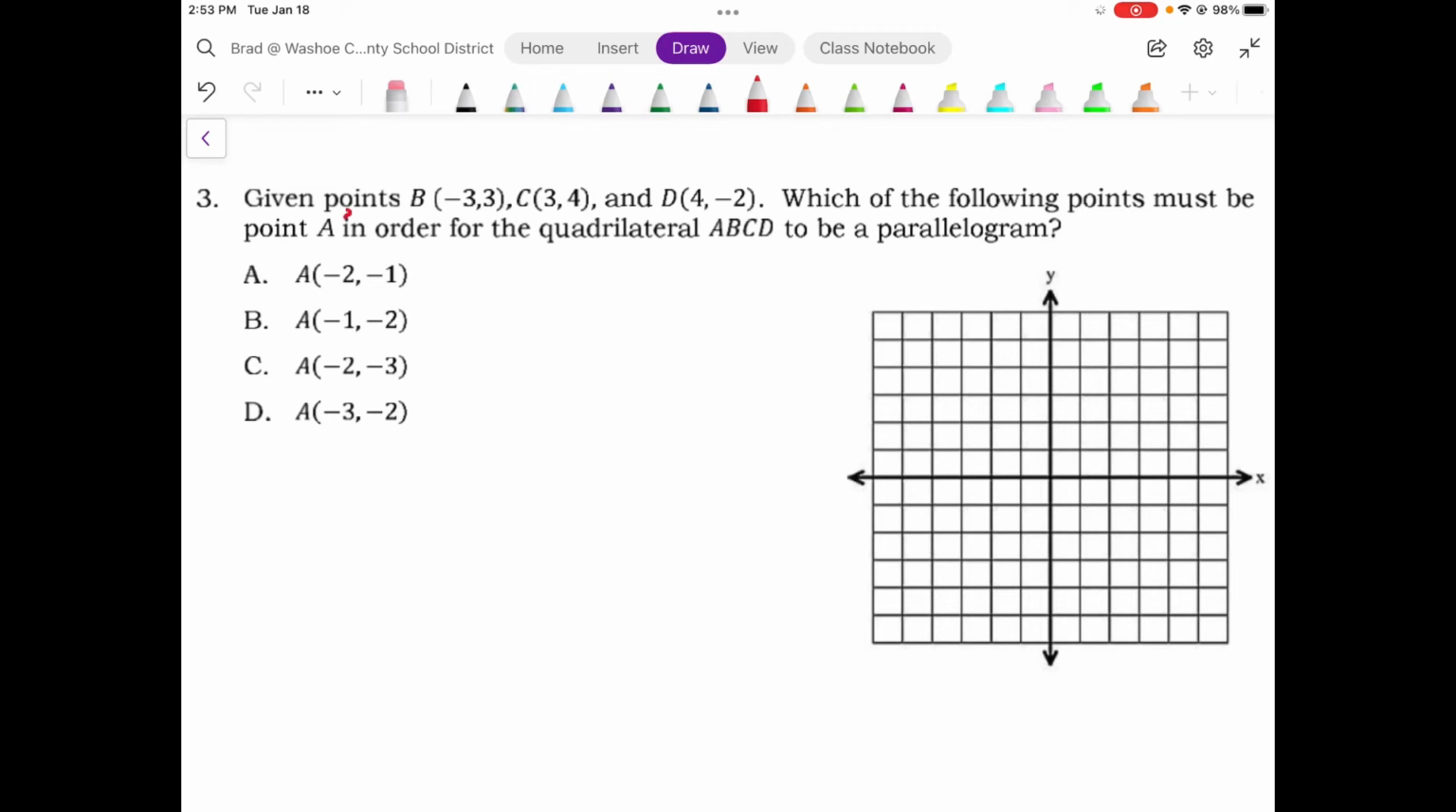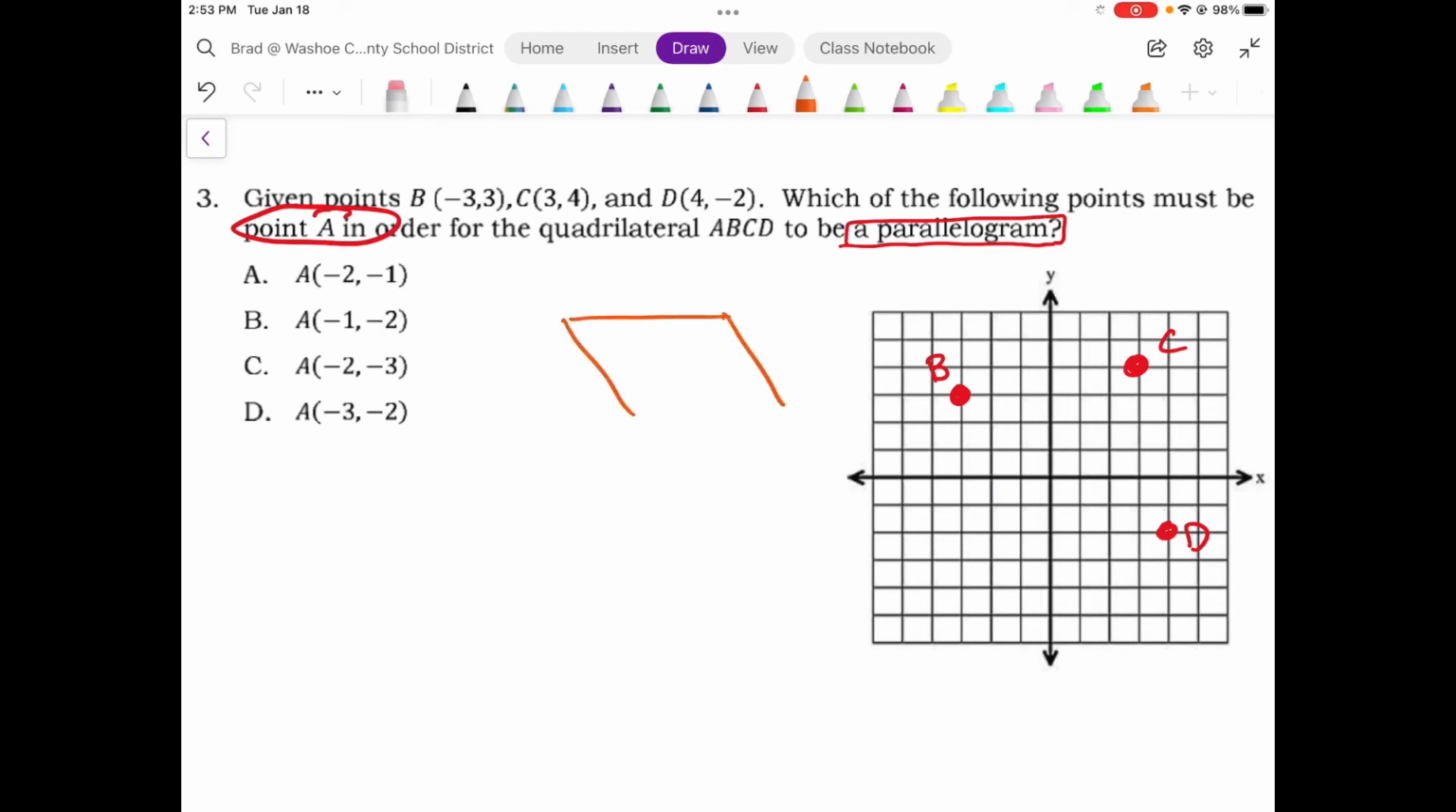So on this one, it says, what is the 4th point that we're going to need to make it a parallelogram? The most important thing you can do is graph correctly, which is why I messed up the last one so bad. So let's try this again. So -3, 3. So 1, 2, 3. That's B at -3, 3. Then 3, 4. 1, 2, 3. 1, 2, 3, 4. That's C. And then 4, 1, 2, 3, 4, 1, 2. So that's D.